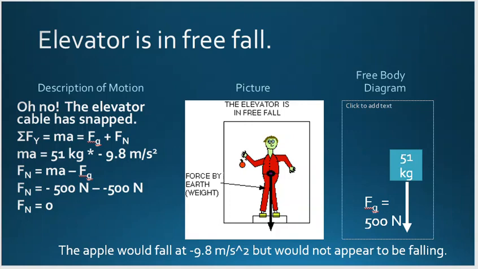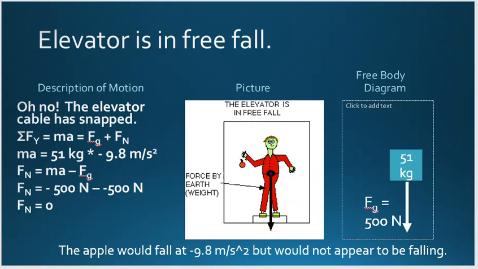My ma is going to be 51 kilograms multiplied by negative 9.8 meters per second squared, so that's negative 500 newtons. I'm going to subtract negative 500 newtons. So my normal force in this case equals 0. That means that the scale is not exerting a force on the man. You are both in free fall. So we don't draw the normal force in because it's equal to 0.